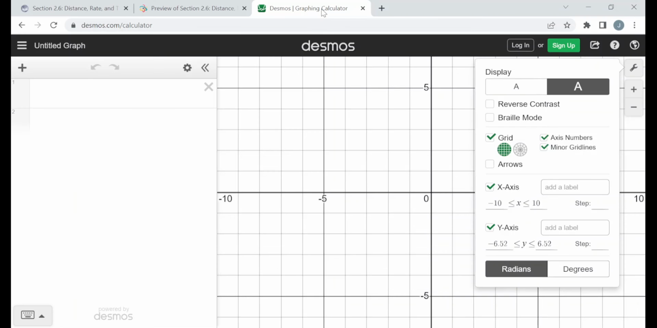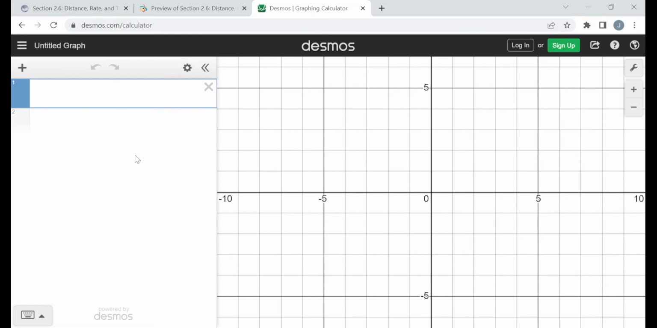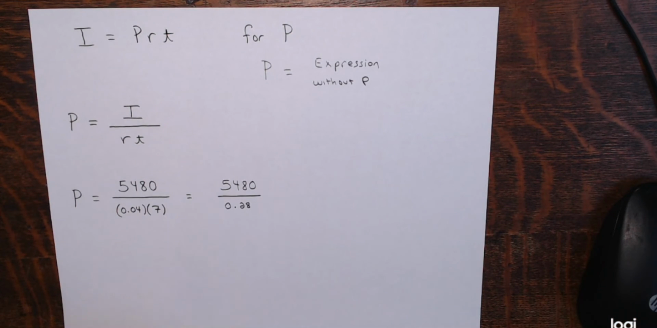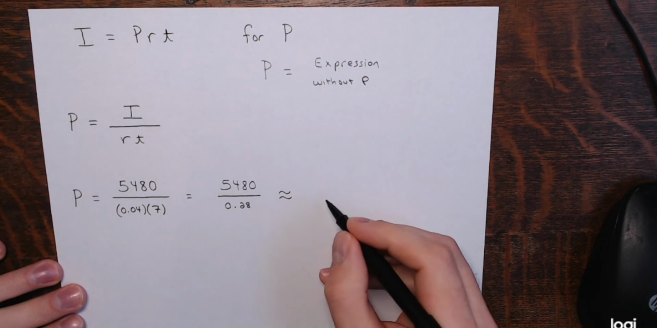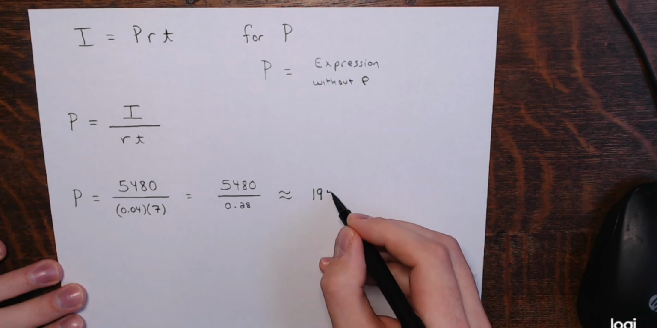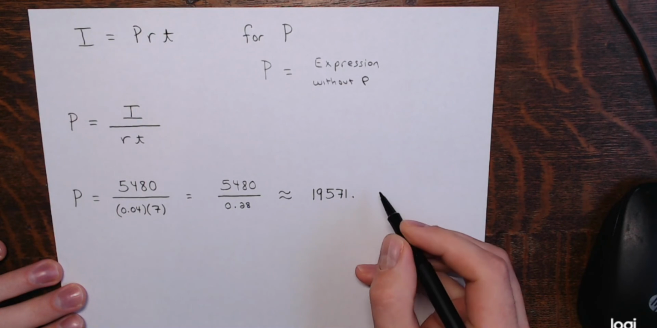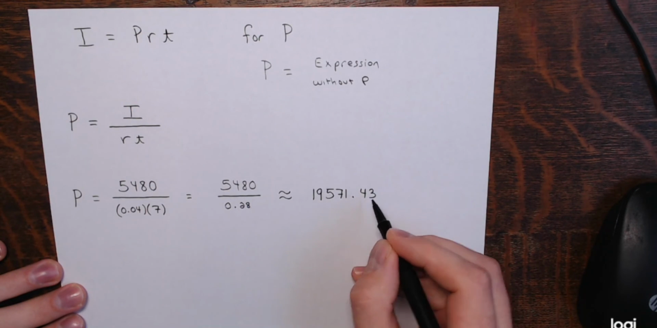All right, this is a free online calculator at desmos.com, and you can just do some calculations off to the side here. 5,480 divided by 0.28. Yeah, so that's 19,571.428. So that would round to 0.43, right? The nearest hundredth, round to 2 decimal places. Yeah, so this is approximately 19,571.43, and this is what we'll be entering for the value of p.